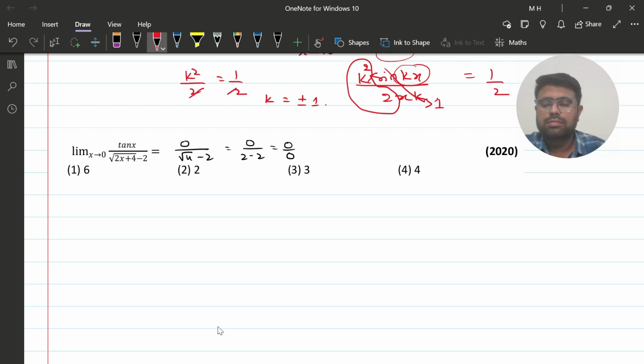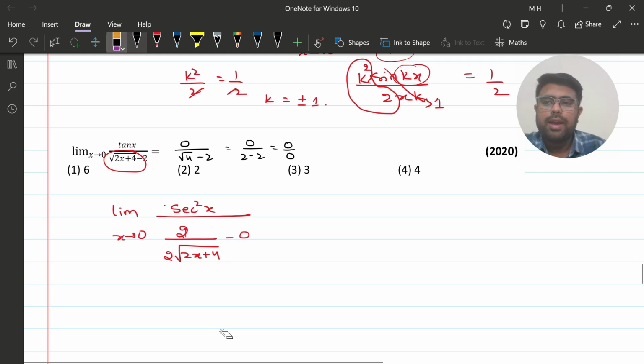Okay, so what I will do now is the limit of tan x, the derivative of tan x is sec square x, divided by the derivative of root of 2x plus 4, which is 1 by 2 root of 2x plus 4, into the derivative of 2x plus 4, which is 2. Okay, so that is what you have. And then the derivative of minus 2 is 0, so it is minus 0. I think that really doesn't matter as x tends to 0.